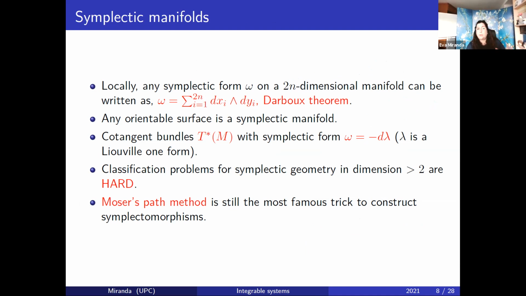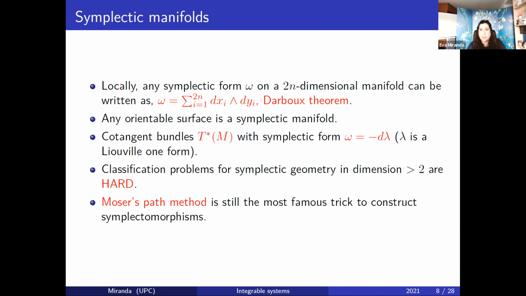So what we need to know about symplectic manifolds is that locally, and that's a big difference with Riemannian geometry, any symplectic form can be written in Darboux coordinates. I already said it, any orientable surface is a symplectic manifold. Then examples other than orientable surfaces: well, you can do products here to go to any dimension. That's a way to go. You have cotangent bundles.